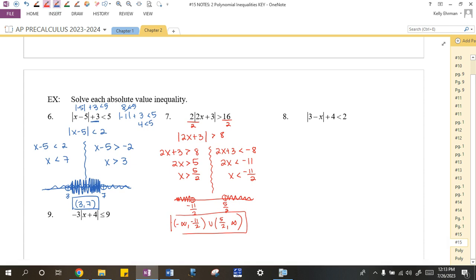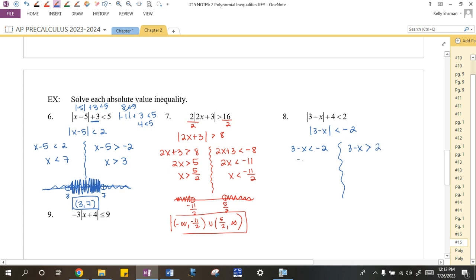Okay, number 8, isolate the absolute value, subtract 4. And if we set this up, we can say 3 minus x is less than negative 2. 3 minus x, flip the symbol, reverse the symbol, greater than, multiply that by negative 1, 2.